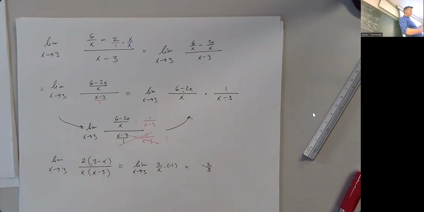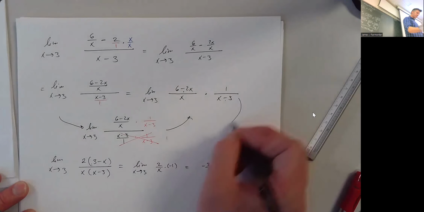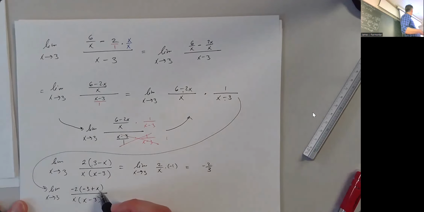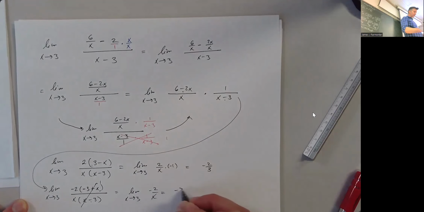I will mention, we could have also factored out a negative 2 instead. We could have gone from here and said, we're going to do the limit as x approaches 3. If we factor negative 2 from the top, we're left with negative 3 plus x over x times x minus 3. But negative 3 plus x is the same as x minus 3. It's just written in the opposite order. x minus 3 divided by x minus 3 is just 1. So this would be the limit as x approaches 3 of negative 2 over x, which is negative 2/3. Either way, it gets you to the same place. It just depends on which way you want to see it.